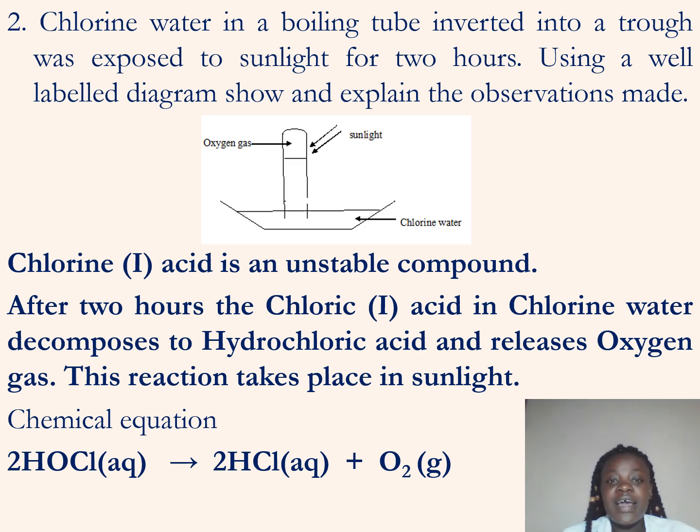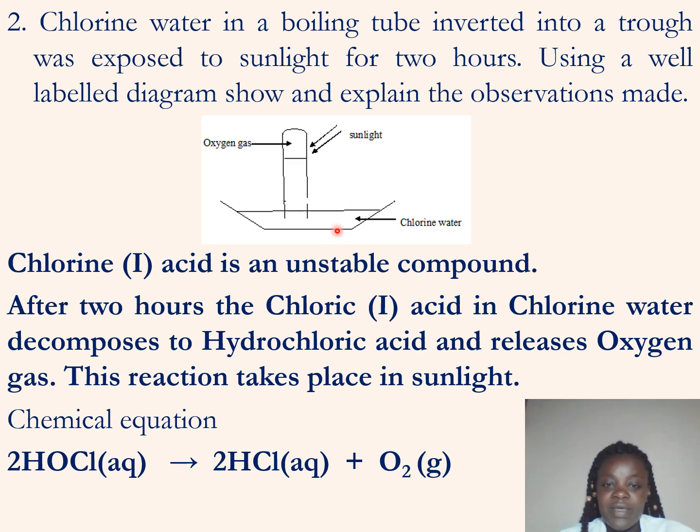Chlorine water in a boiling tube inverted in a trough was exposed to sunlight for 2 hours. Using a well-labeled diagram, show and explain the observations made. So now we have collected our chlorine gas. Then we want to see what happens when we react chlorine gas with water in presence of UV light. So we are going to invert our gas jar containing chlorine gas in a trough containing water and then leave it for 2 hours. So what are the observations?